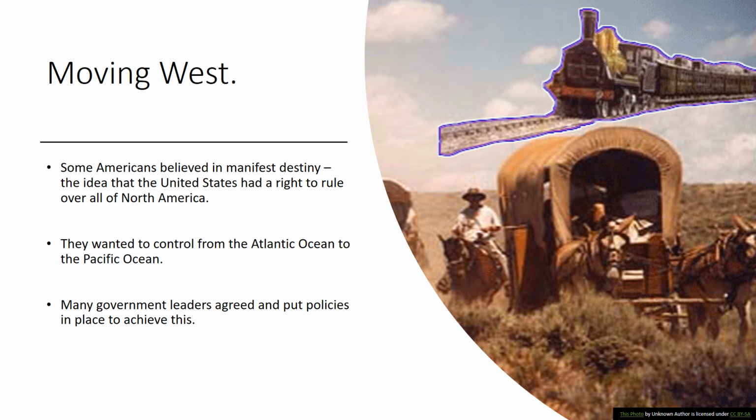Now, many Americans are going to move west, and the reason for this is because some Americans believed in what was called manifest destiny, and this is the idea that the United States has a right to rule over all of North America. They wanted to control everything from the Atlantic Ocean to the Pacific Ocean, and many government leaders agreed with this and put policies in place to achieve this.